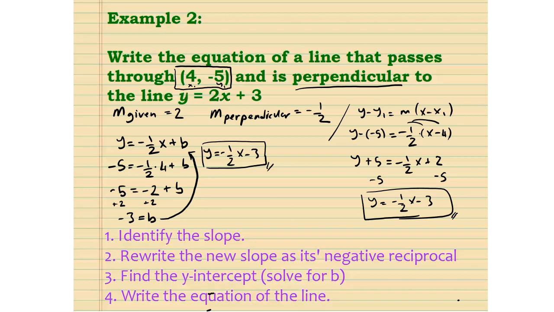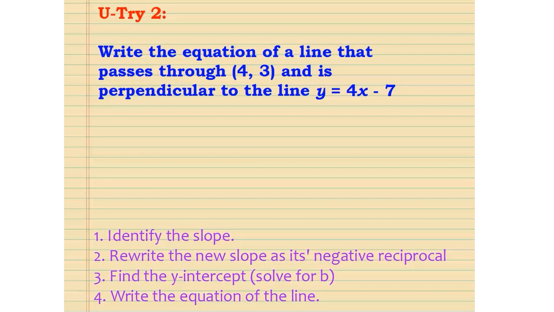Here's your try. Find the slope of the given line, find the slope of the perpendicular line by using the negative reciprocal, then find your y-intercept, then write the equation of the line.